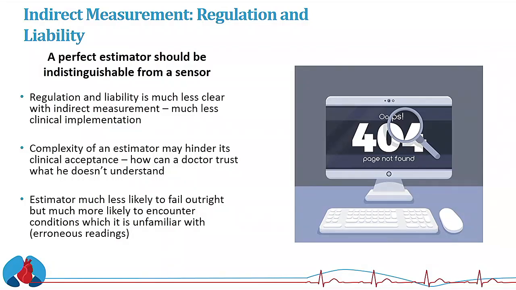An interesting point about an estimator with regards to liability is an estimator is much less likely to fail outright. With a sensor, if your sensor dies for whatever reason, then you're going to have a critical failure. Estimators, generally the way that they're set up, don't fail outright in such a way. So that can be a bonus, although they are more likely to give errors.